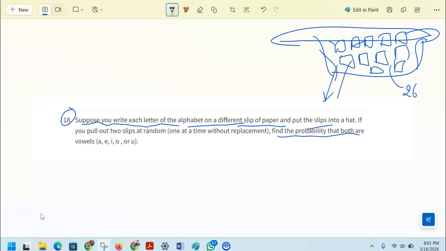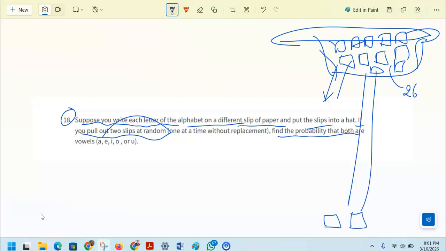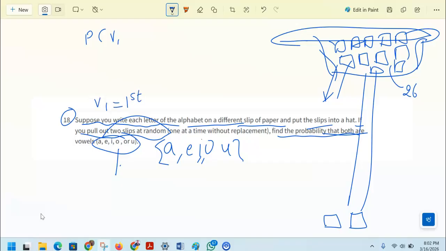So let's find the probability that if you pull out two slips from this 26, what are the chances that you end up getting a vowel, any of the A, E, I, O, and U. There are five of them, right? So this is the event V. So let's see the first one, or you can use the multiplication rule where V1, let's write down V1 is the first slip. First slip is a vowel, one of the vowels, okay?